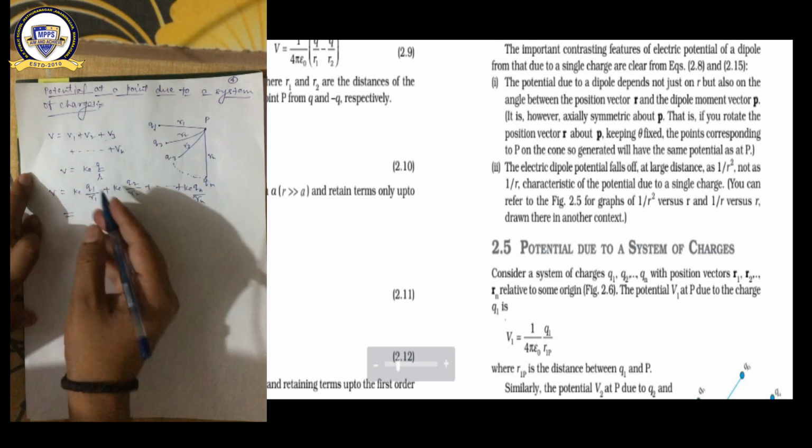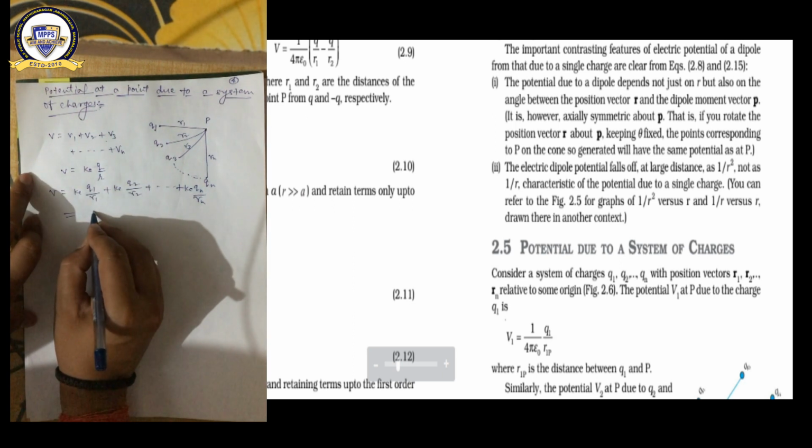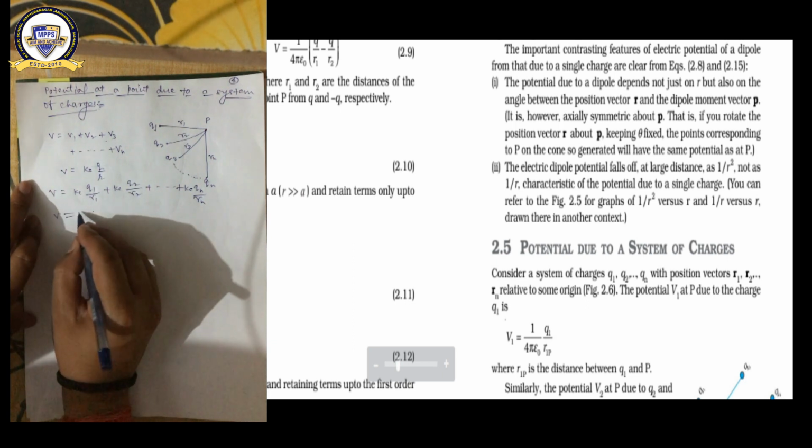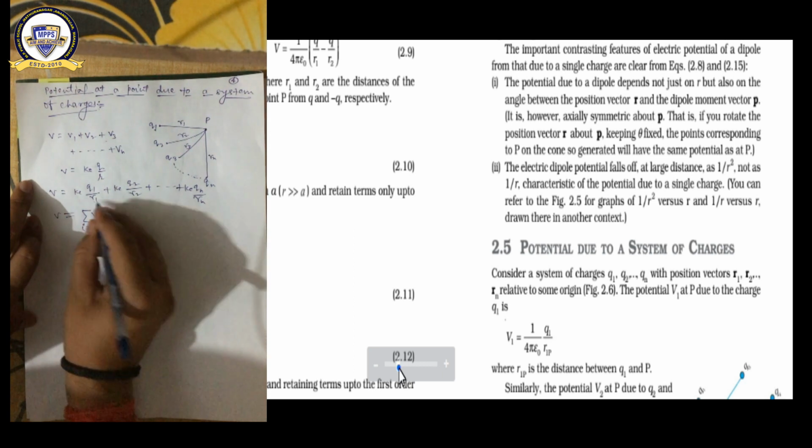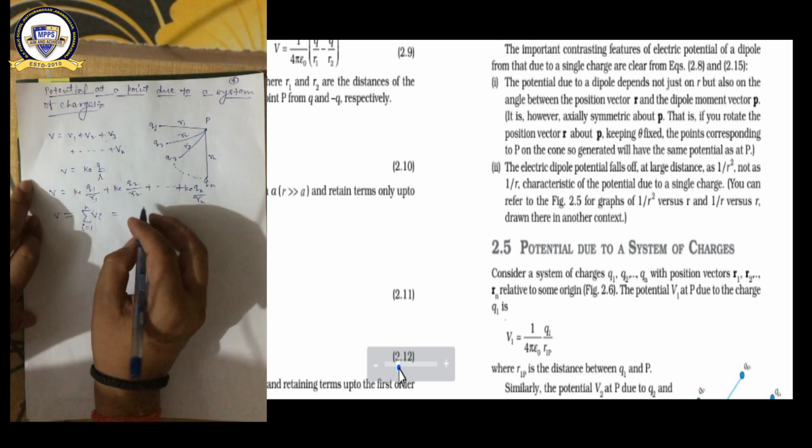This is equal to, we can write, V is equal to sigma Vi, where i is equal to 1 to n, and this can be written as sigma of K, which is outside since it is a constant, and here it is Qi upon Ri, where i is equal to 1 to n. Here K is given by 1 upon 4 pi epsilon naught. So we can write sigma i is equal to 1 to n Qi upon Ri, and here it is V.